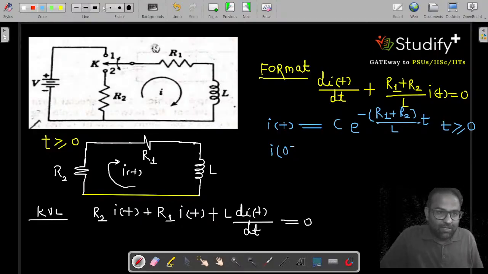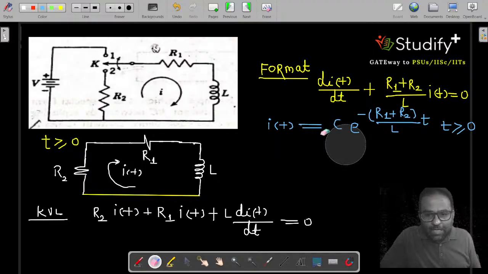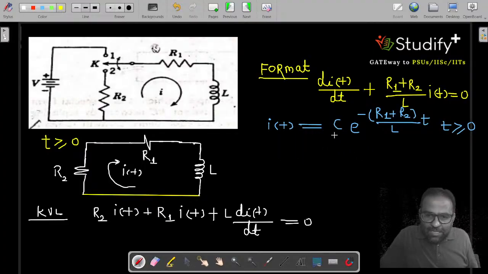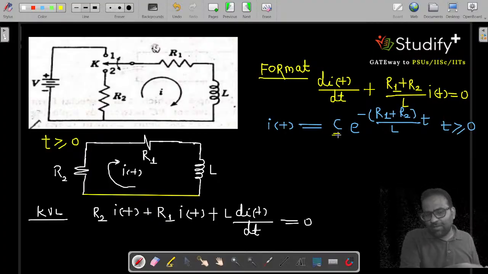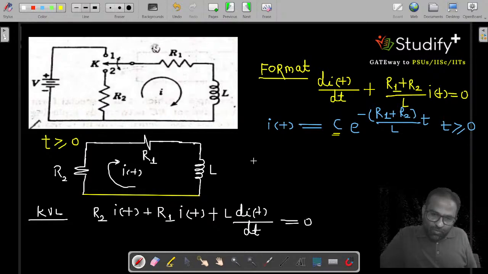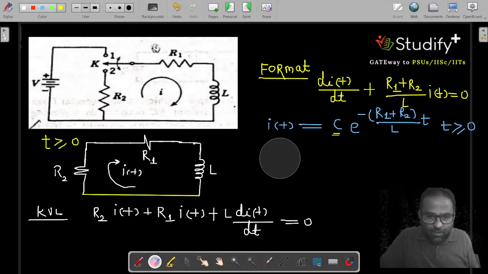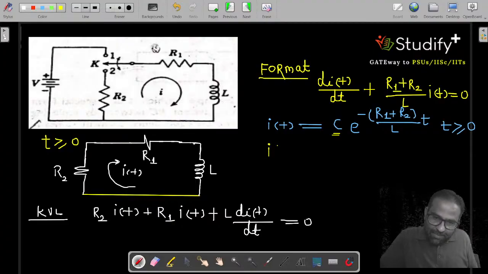So how will I approach this? To calculate this constant, because we have a zero input response here, we don't have any source connected for t greater than 0. For calculating the constant, I will replace t by t0 plus. So this value will be what?